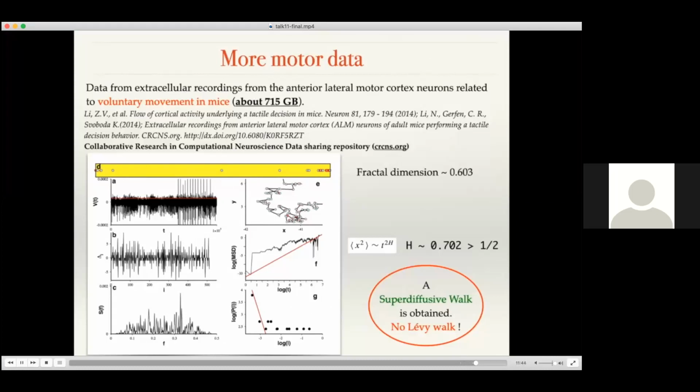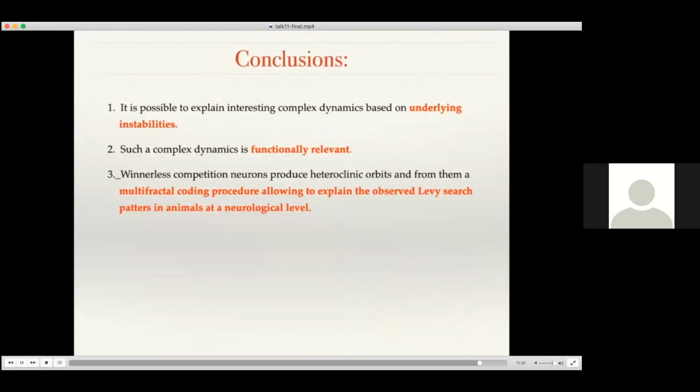We don't have enough data, and so we can only say that we have a super-diffusive walk, but we have not obtained the Lévy walk. We're right to that conclusion.